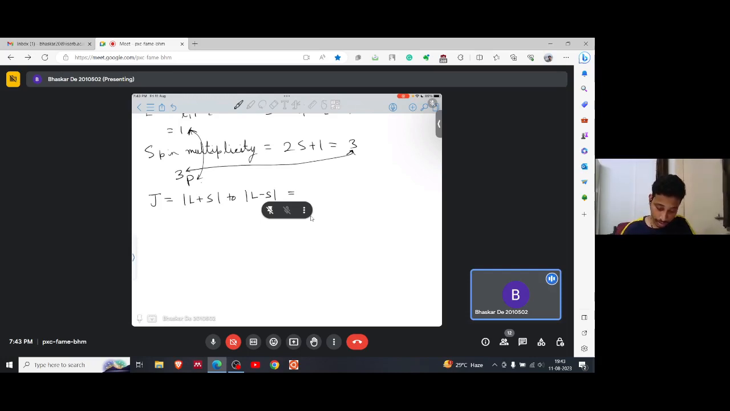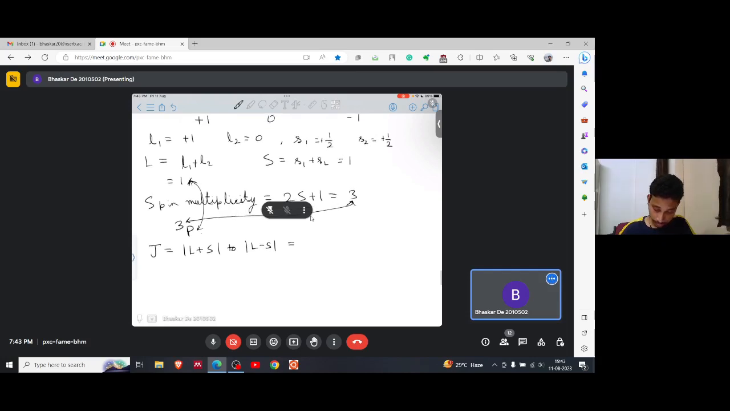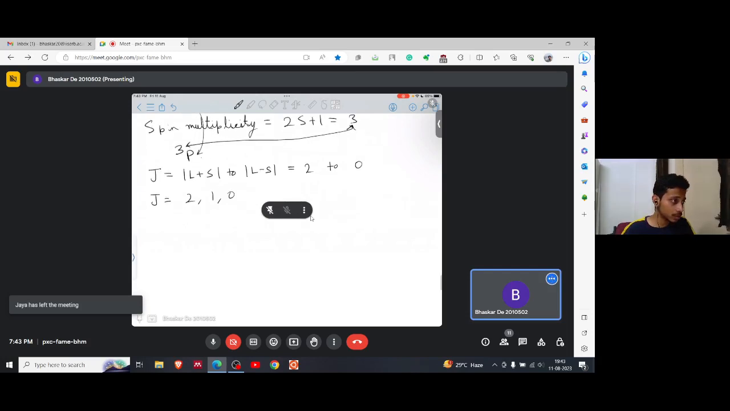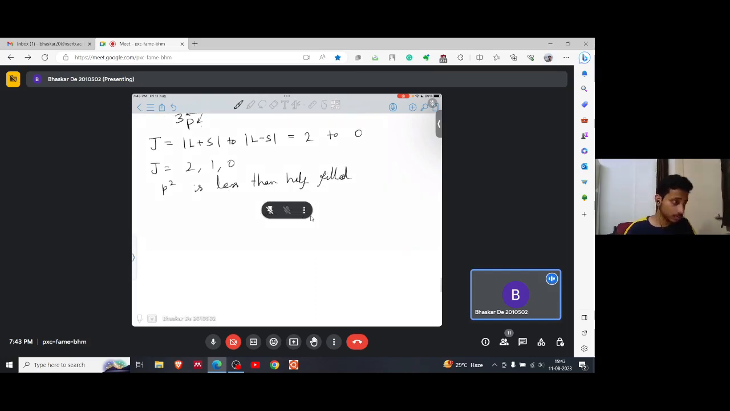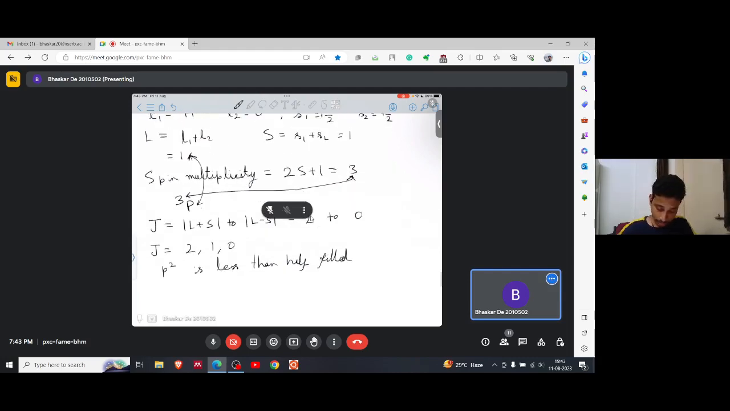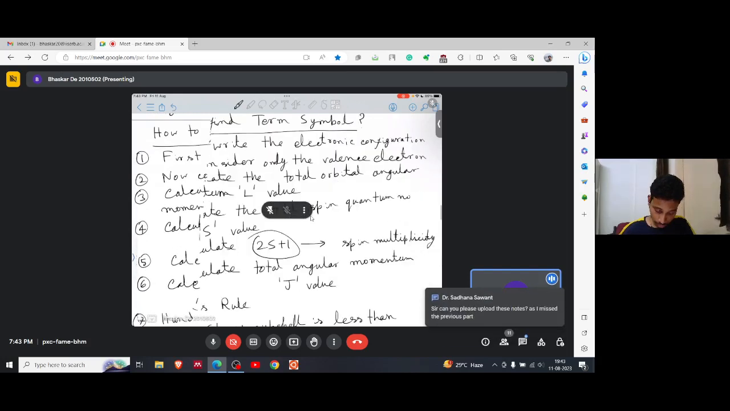So L plus S has a value of 2, to L minus S is 0. So the possible values for J are 2, 1 and 0. Now P2 is less than half filled. So then, what is the rule?